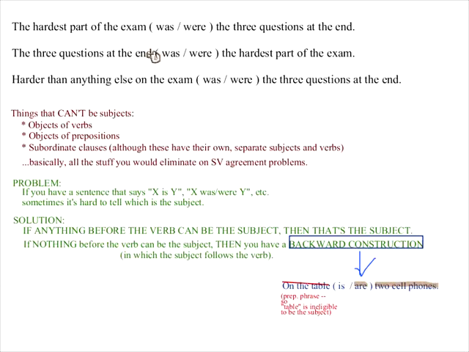So we turn our attention to this: harder than anything else on the exam. Than anything else on the exam, I don't actually know what that's called, but it behaves exactly like a prepositional phrase. And then harder is not a noun. So this is a modifier. Harder is an adjective.